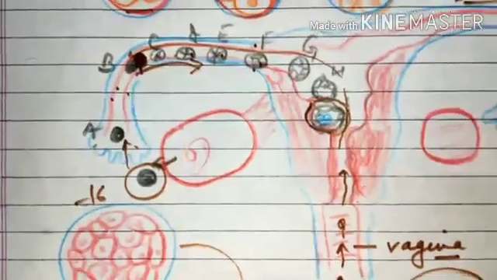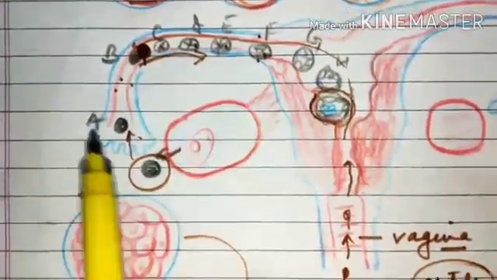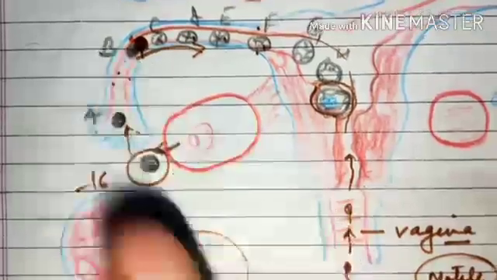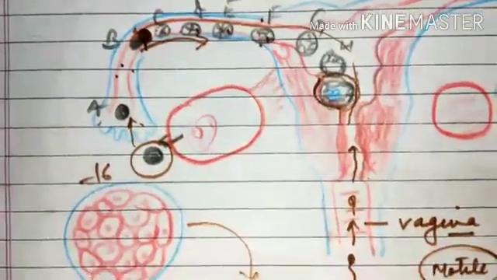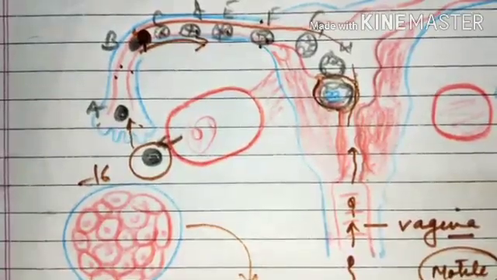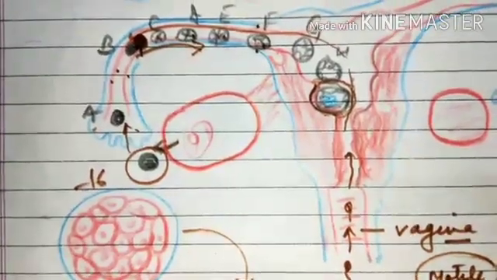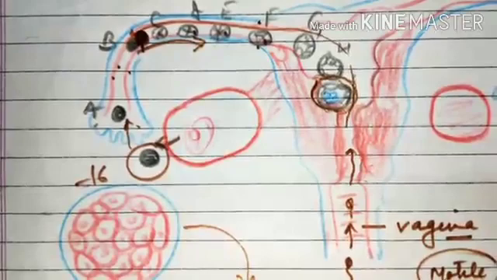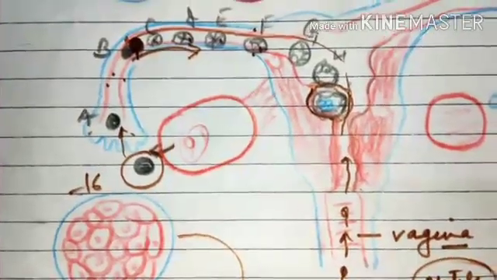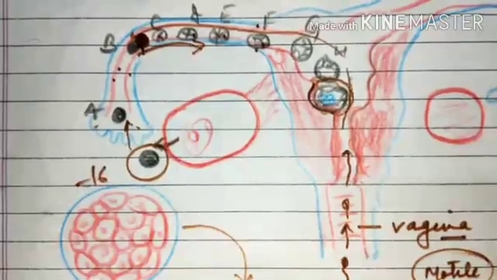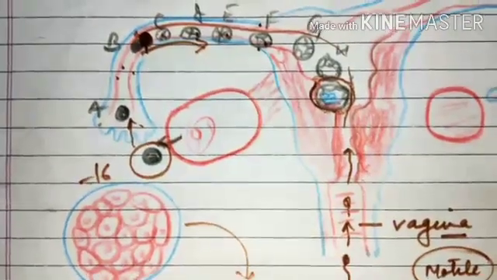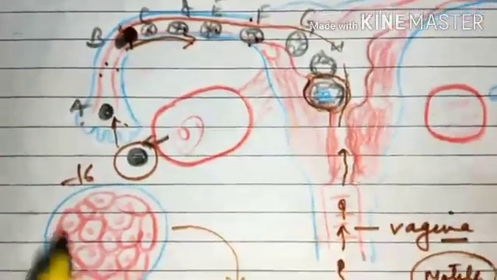Simultaneously ovum is released from the ovary, that also reaches at the same point, and fertilization takes place at ampullary isthmus junction. Now what happens when fertilization takes place? During this process you can see the secondary oocyte undergoes an equal division forming secondary polar body as well as the ovum or ootid. Now this ootid or ovum, it gets fertilized by the sperm and zygote is formed.